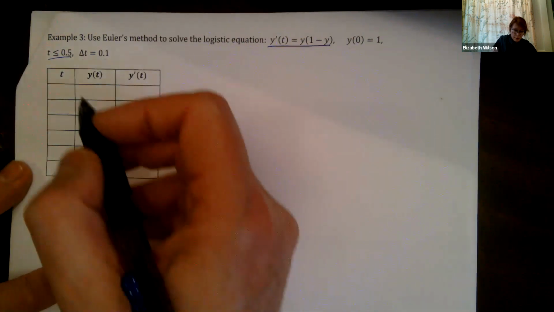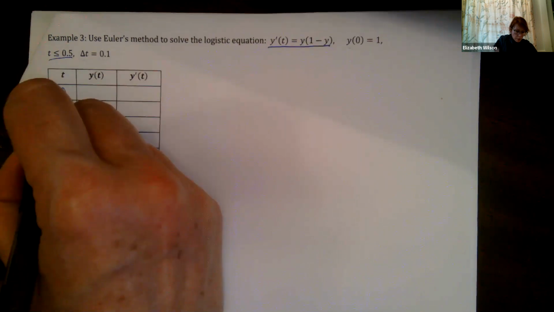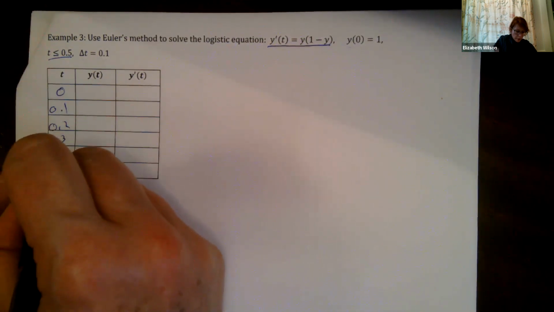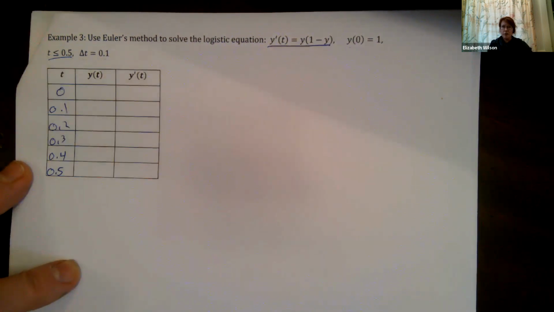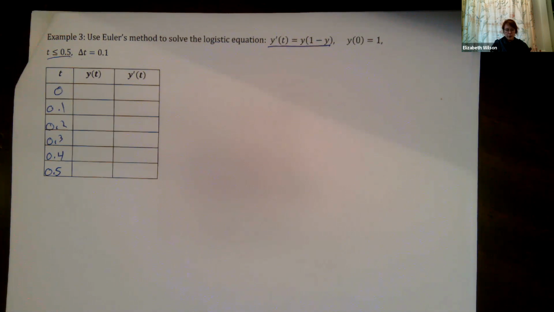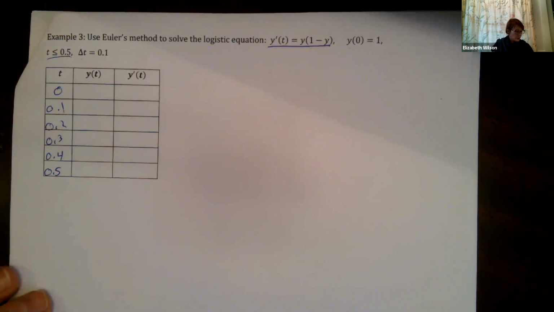So again, I can fill this out. I'm starting at 0, 0.1, 0.2, 0.3, 0.4, 0.5. They told us to stop at t less than or equal to 0.5, so I don't have to go on forever. You can imagine I'm going to write a computer program. I'm going to loop through for t equals 0 to 0.5. Every time I loop through, I'm going to say t equals t plus 0.1, and that increments my counter. And so then I'm just going to calculate all these functions.